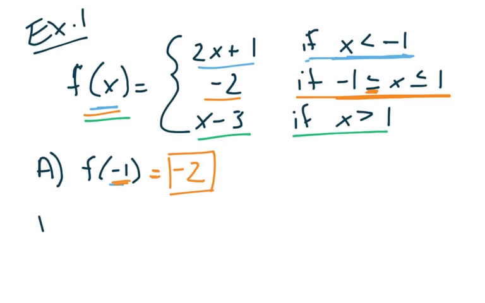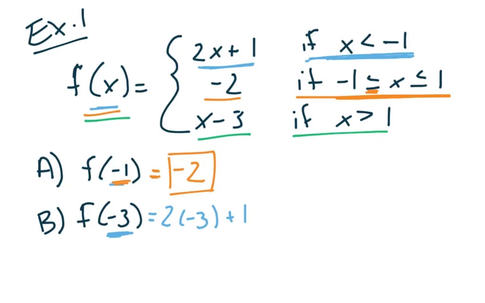Let's look at another one. We'll do f of negative 3. So in this case, x is negative 3. Well, negative 3 is smaller than negative 1, so that fits in the top row. So we're going to use this top one, and I'm going to put negative 3 in place of x. So I get negative 5 as my answer.